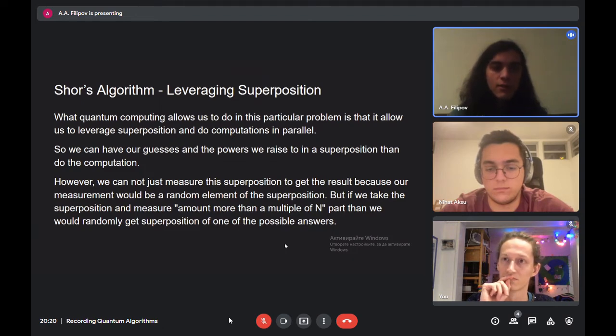However, we cannot just measure the superposition, because the result of the measurement will be some arbitrary random element of the superposition, which we don't want. But if we take the superposition and measure the amount modulo n, hence taking the remainder part, then we would randomly get another superposition of some of the possible answers.